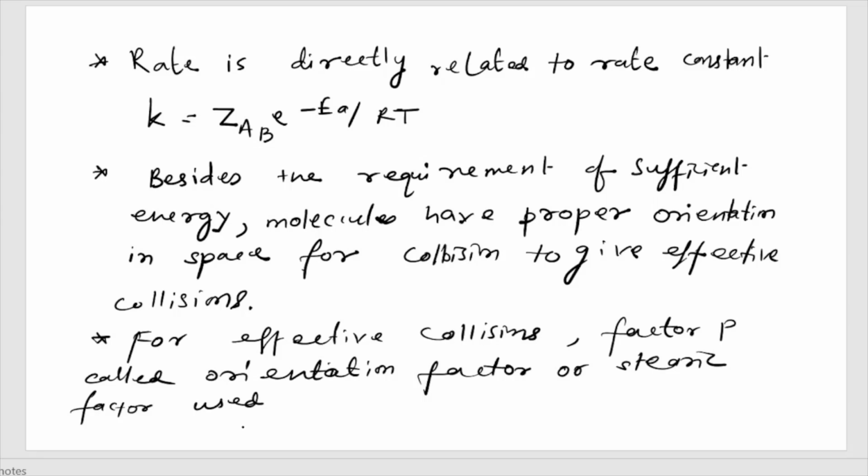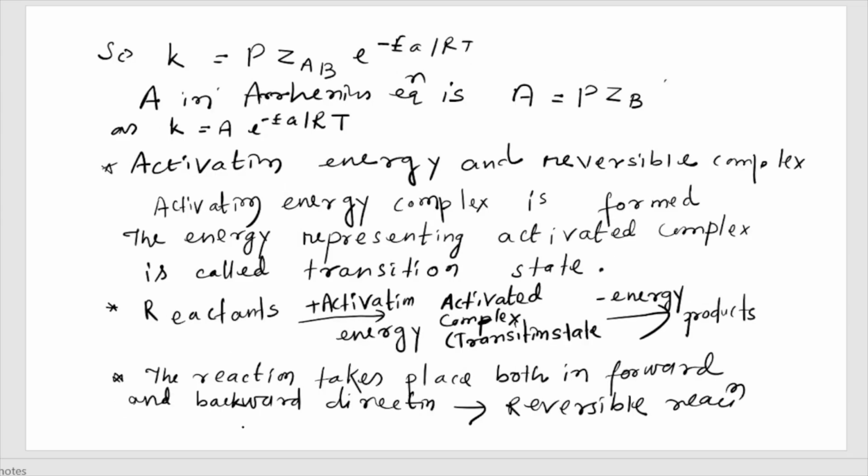For effective collision, factor P is also called the orientation factor or steric factor. I also explained it in the previous video, video 7. Then K equals what? K is the rate constant, so K equals P Z_AB e^(-Ea/RT).